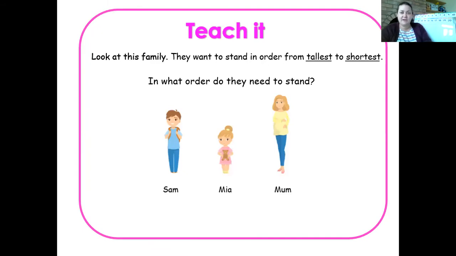And they want to stand in order from tallest to shortest. So you might want to get a bit of paper here so you can write your answers down, or you might just want to tell the grown-up who you're sat with. But who would need to go first? If they want to stand in order from tallest to shortest, who needs to stand first? And then decide who would be in the middle and who would be at the end if they were standing in order from tallest to shortest.